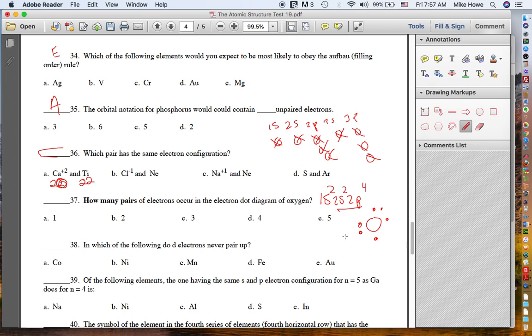So now how many pairs are there? 2. Here's a pair. There's a pair. So the answer is B. And the answer up here is C. I'll make it neater. All right, and which one do the d electrons never pair up?